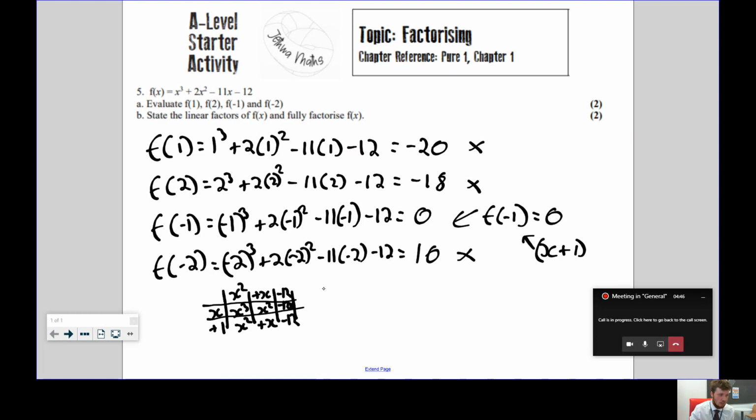So from this, I've got my bracket to be x plus 1 and also x squared plus x minus 12. Now we're all competent mathematicians here, but x squared plus x minus 12 is going to have factors of 4 and 3. As this is positive, it's going to be x plus 4, x subtract 3, and of course we have this x plus 1 remaining.